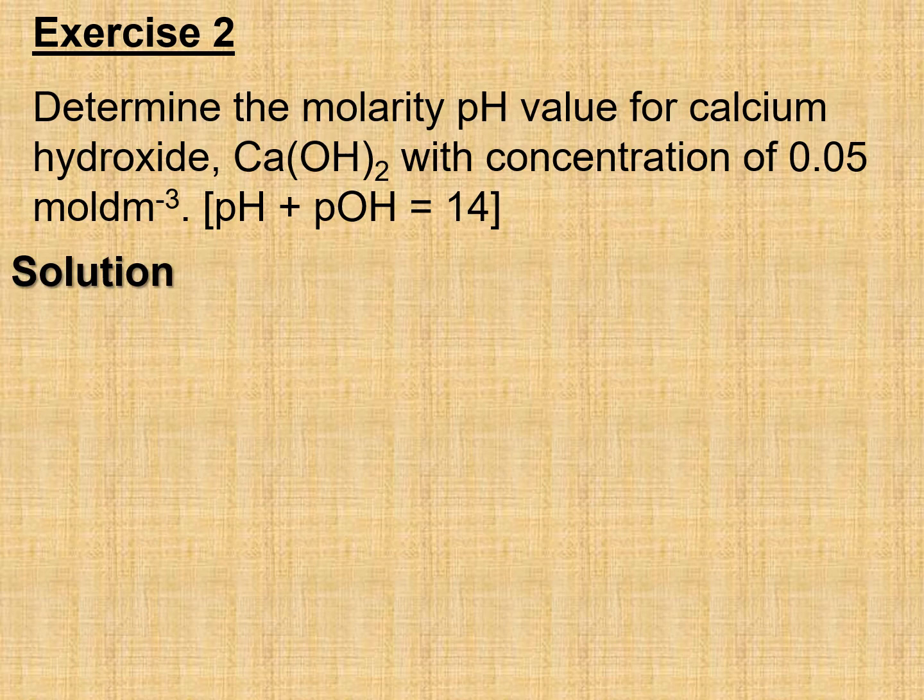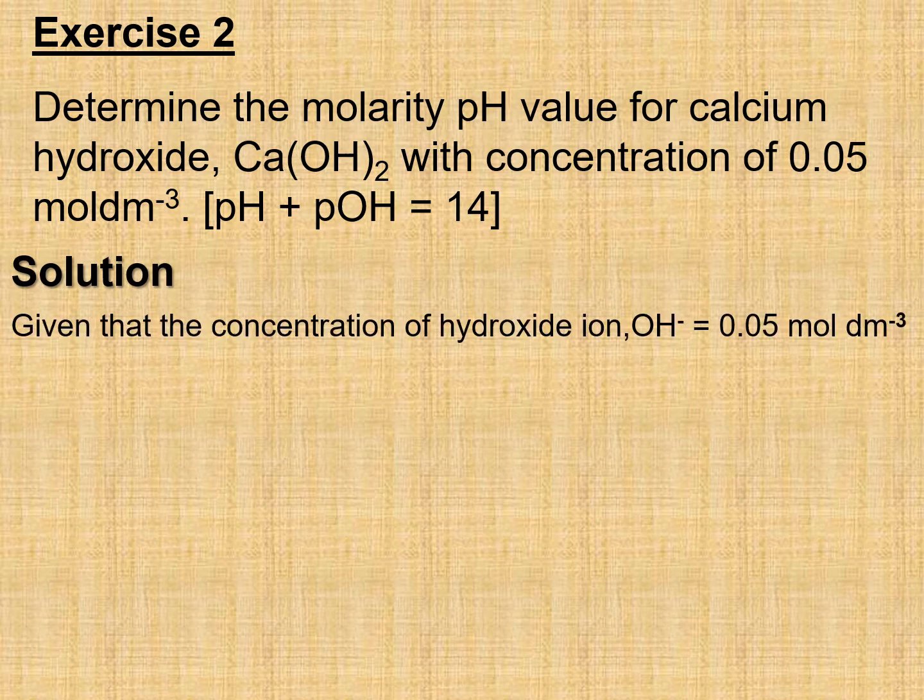Firstly, you have to calculate the pOH for calcium hydroxide. pOH is equal to negative log 0.05. So calculate log 0.05, which is minus 1.301. So minus times minus, you will get positive. So your answer will be 1.301. Just leave it as one decimal place, it's okay. So your pOH is 1.3.